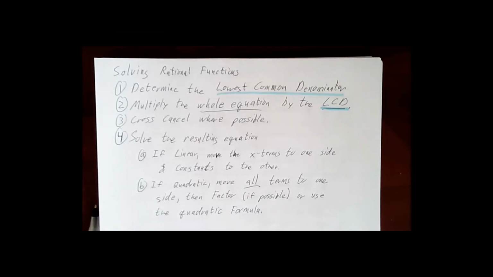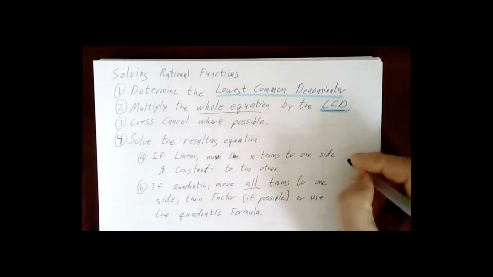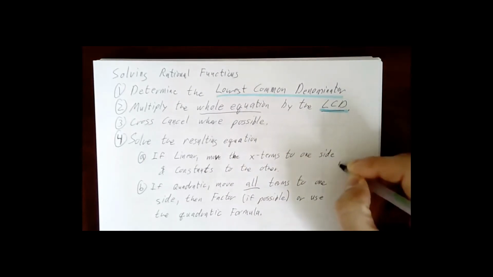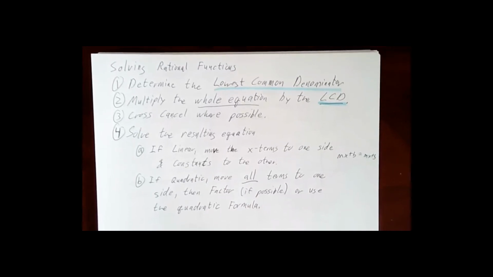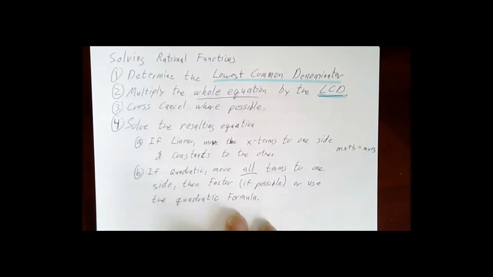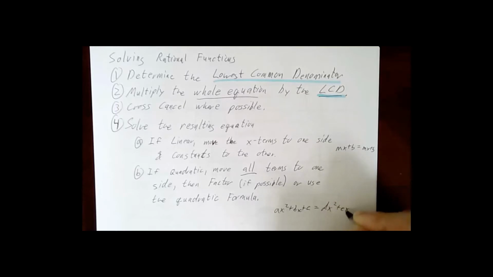After you are done canceling, you want to solve the resulting equation. Now you have two options when this happens. You will either be left with a linear function, which means that the highest degree term is x. It's going to be mx plus b is equal to a different mx plus b. Or you're going to have a quadratic, which means that you're going to have some ax squared plus bx plus c equal to, we'll say, dx squared plus ex plus f. And you'll have something written in that format.